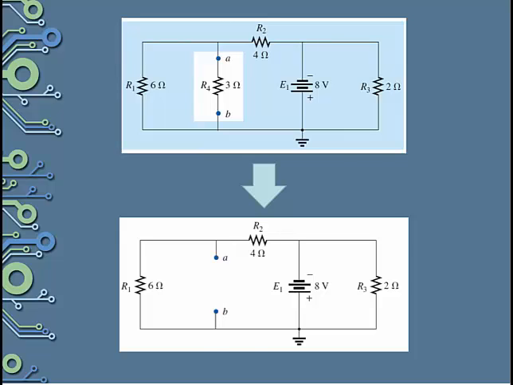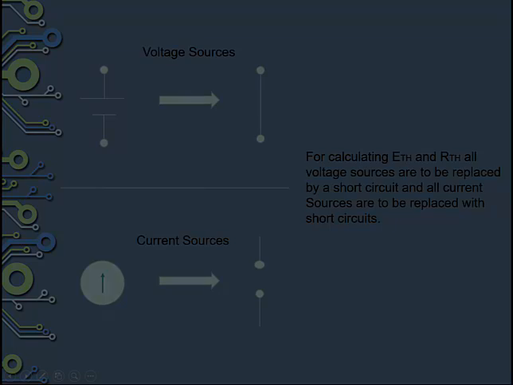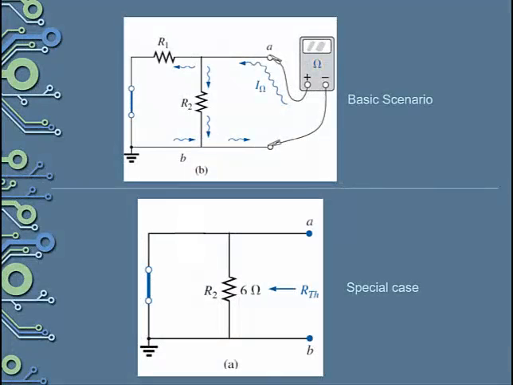So the next step in finding the Thevenin equivalent circuit is to replace aspects of the existing circuit. In this case, all voltage sources presented are to be changed into short circuits, and all current sources are to be replaced with open circuits. After this, the Thevenin resistance can be found.